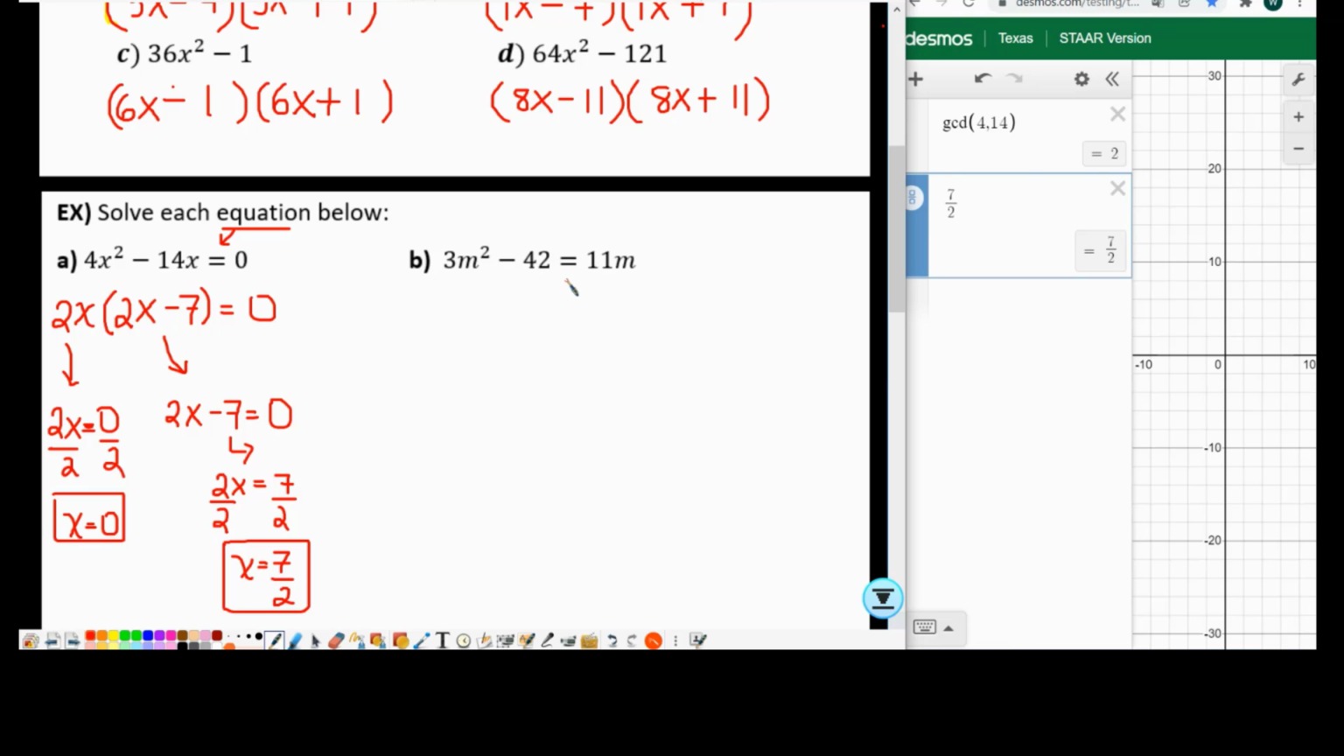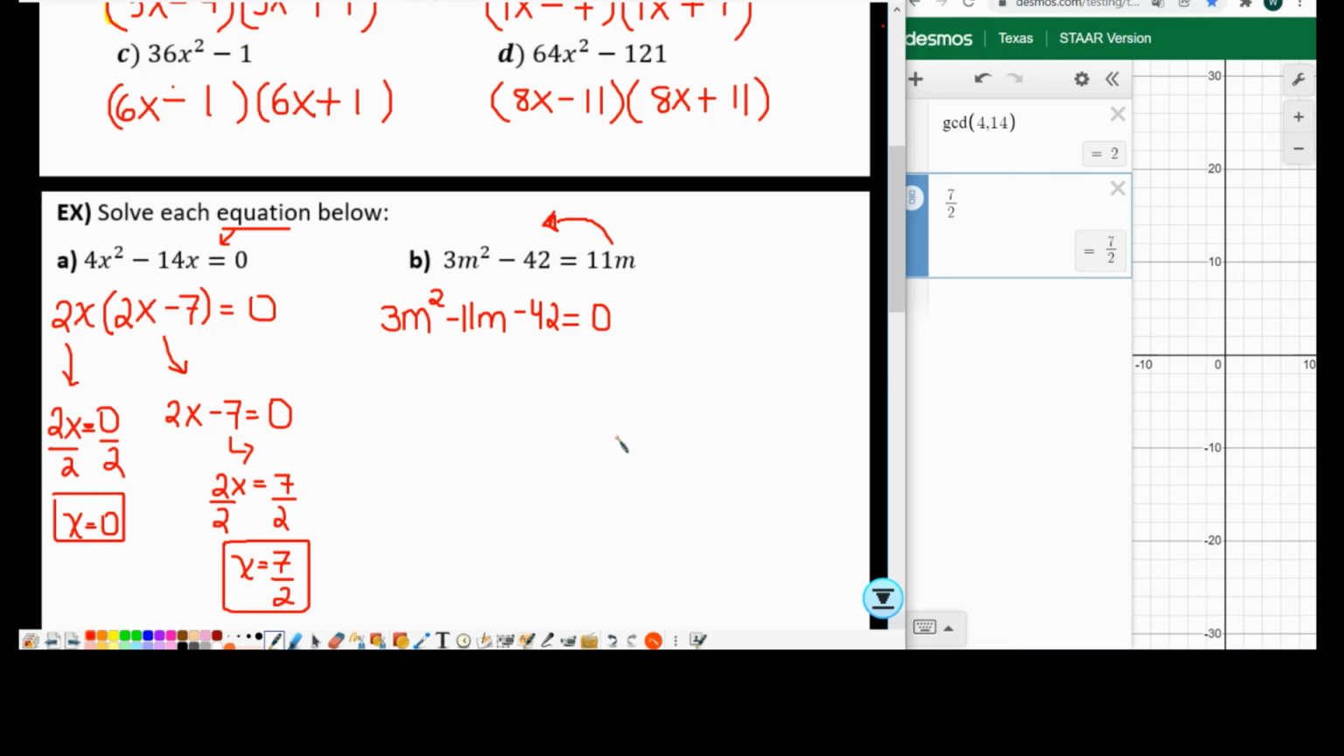The next problem, if you notice, we have an equation, but it's not equal to 0. So first thing we're going to do is send the 11m to the other side, so that this side is equal to 0. Now when we send the 11m, we want to put it right in the middle because we want to make sure that the equation is written in standard form. Remember, standard form, you start with the biggest exponent. So in this case, it would be 3m squared. Then the 11 is going to come in as negative 11m. And then we bring down the 42. And now this side equals 0.